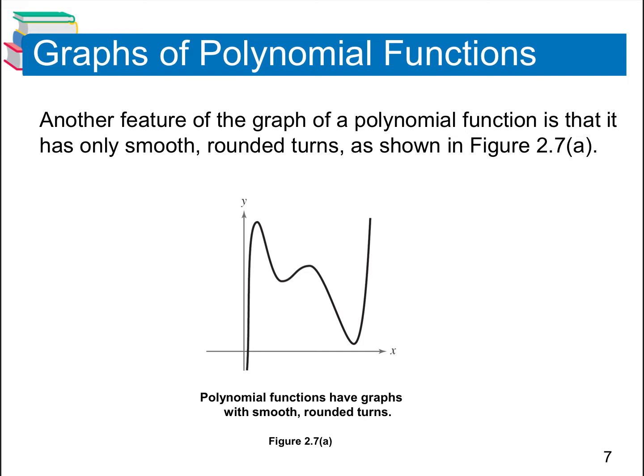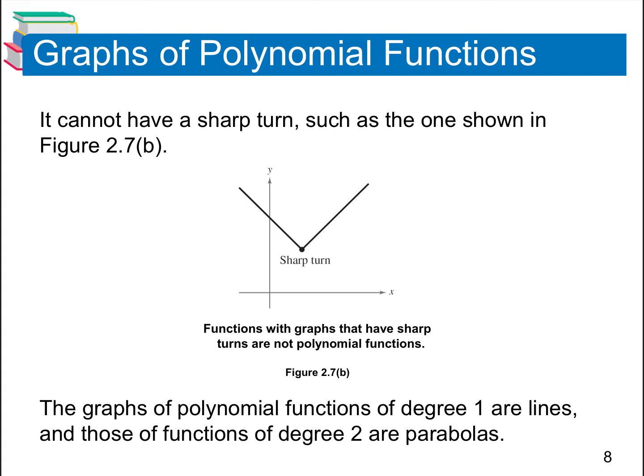Another feature about a polynomial function is that it has only smooth, rounded turns. So it won't have any sharp edges. So it's smooth and rounded. On the next slide, it says it cannot have a sharp turn, such as the one in the figure. So if your graph looks like this, it's not a polynomial because it cannot have sharp turns. This is what a sharp turn looks like. It'll be smooth and rounded, something like that.